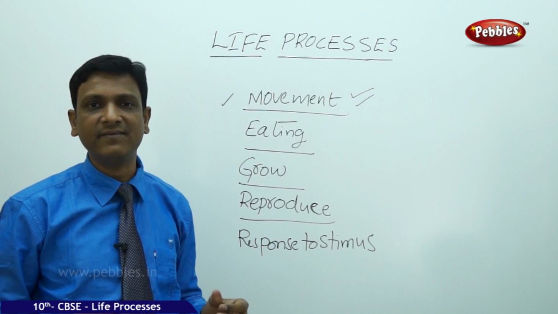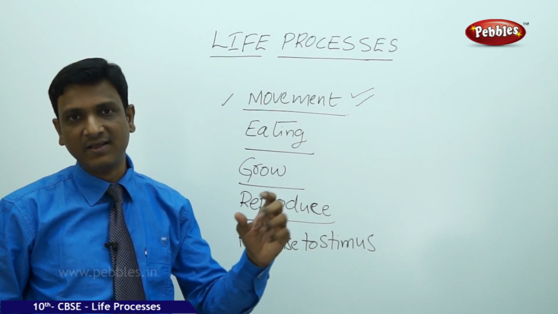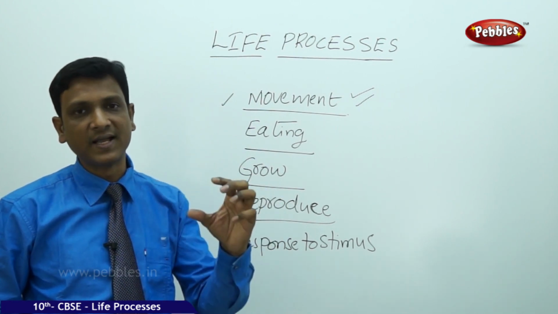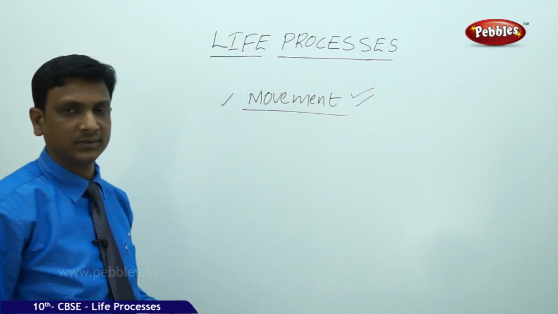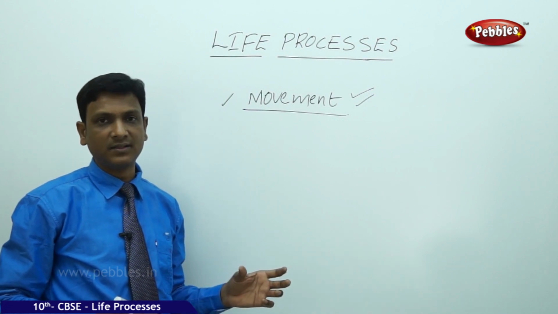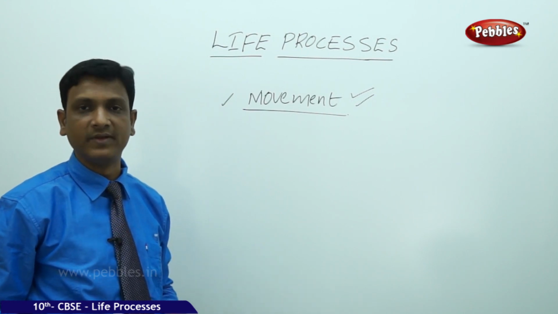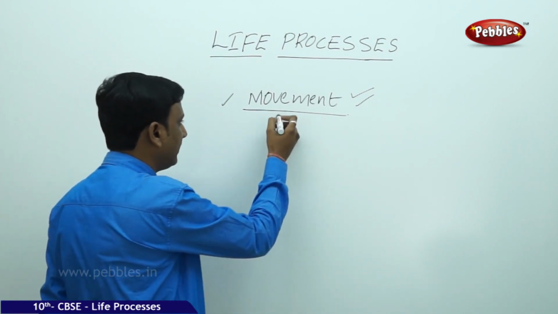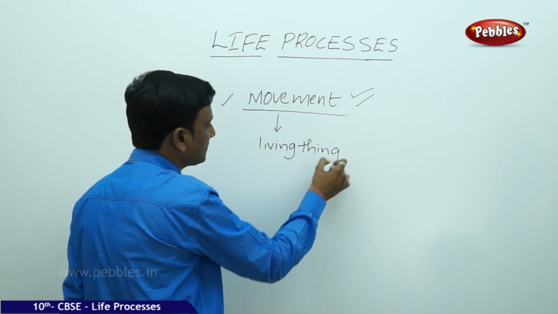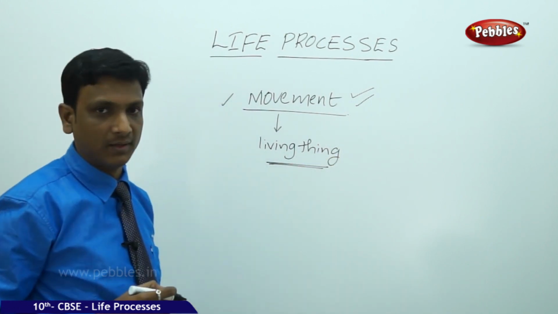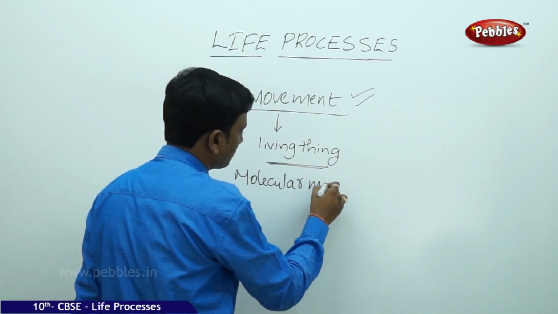So what exactly is living? How will you define that? How can you know what is a living thing? What essential characters a living thing must have? So let us come back to this movement. By using the visible movements, we cannot distinguish the living and non-living. Even in case of living things, there will be certain movements which are invisible. We can say them molecular movements.